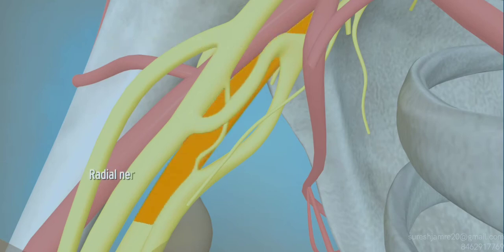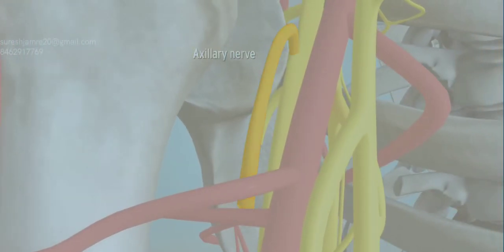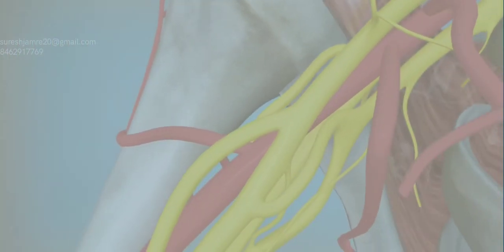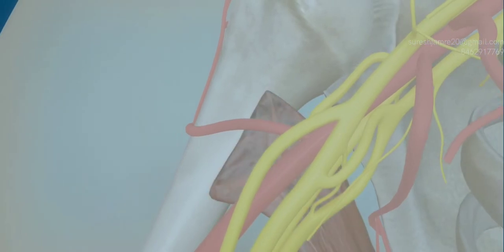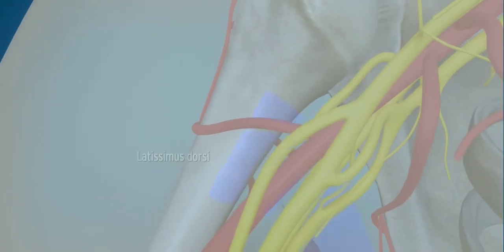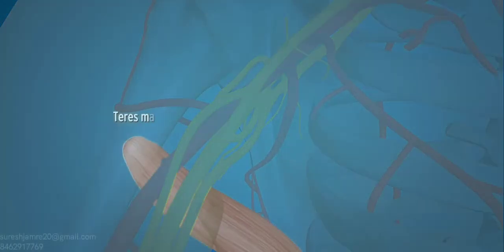Posteriorly, radial nerve is related throughout. Axillary nerve and subscapularis muscle are related to the posterior part of the third part of axillary artery, whereas lower down it is related to the latissimus dorsi and the teres major muscles.